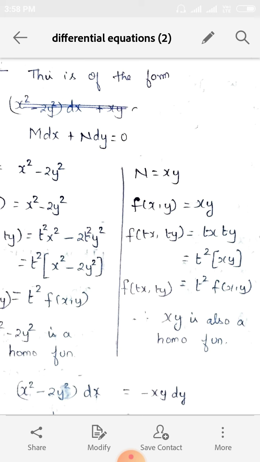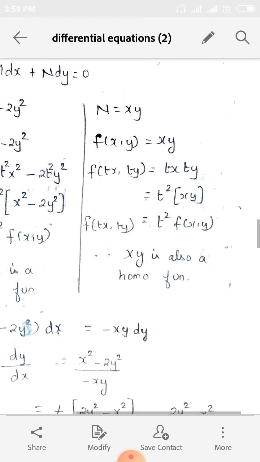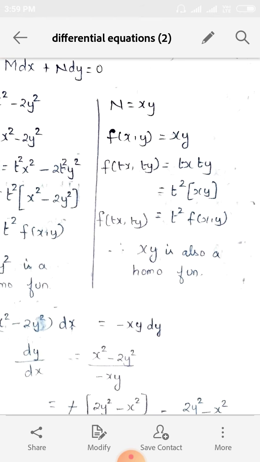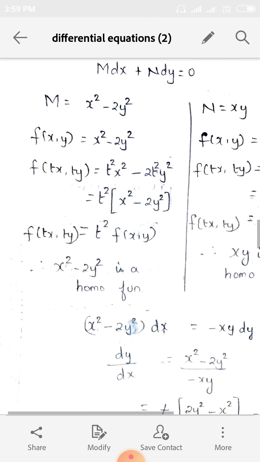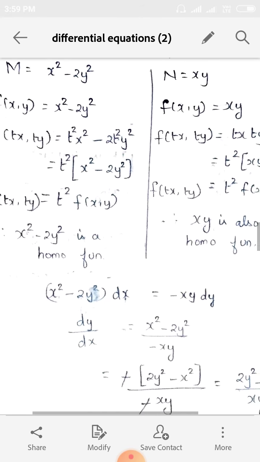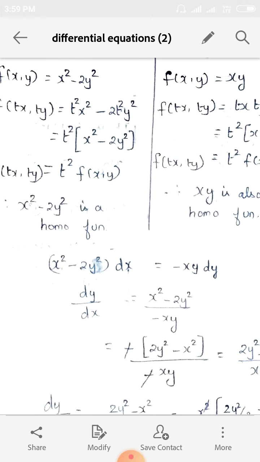Next step, we have to apply the homogeneous condition, that is f of tx comma ty is equal to tx ty. The next step is take t into t, we get t square. So t square into xy. Therefore, f of tx comma ty is equal to t square f of x comma y. Therefore, xy is also a homogeneous function. Therefore, m and n both are homogeneous functions of same degree. Right. Now come to the problem.